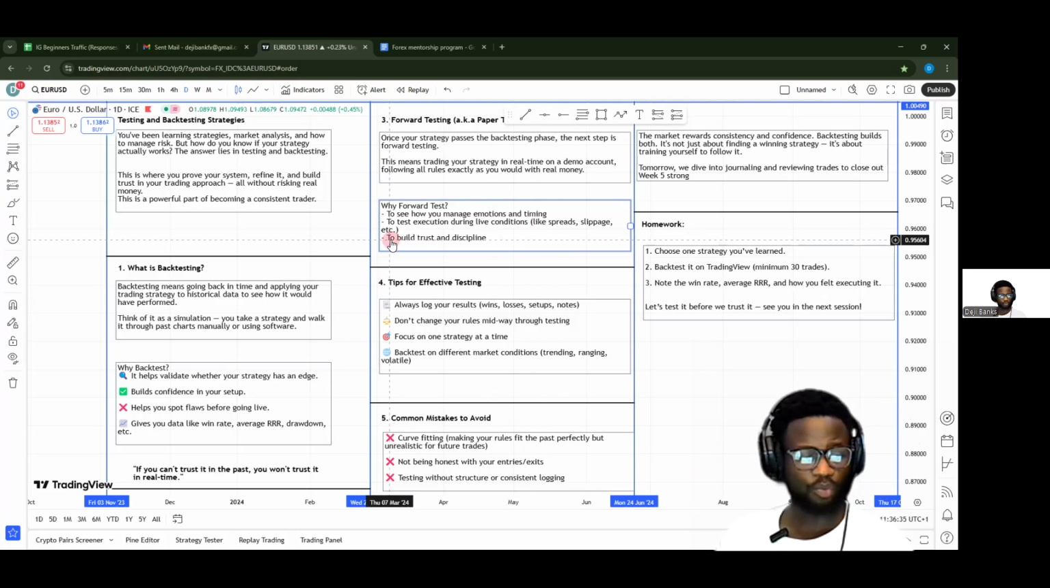It's okay if you open a demo and you're trading it like your life depends on it. You want to take it to $1 billion. Well, will you be able to do that on a live account? Then this is where you learn discipline.